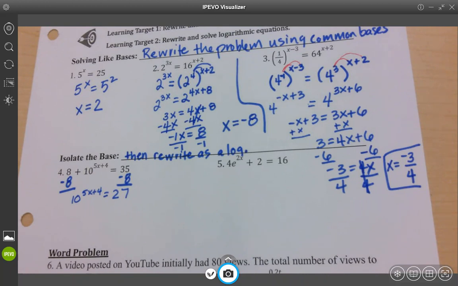All right, so now to solve this problem, we're going to rewrite it as a logarithm. So what would be the base of the log? The base of the log is the base of the exponential, which is? 10. Good.